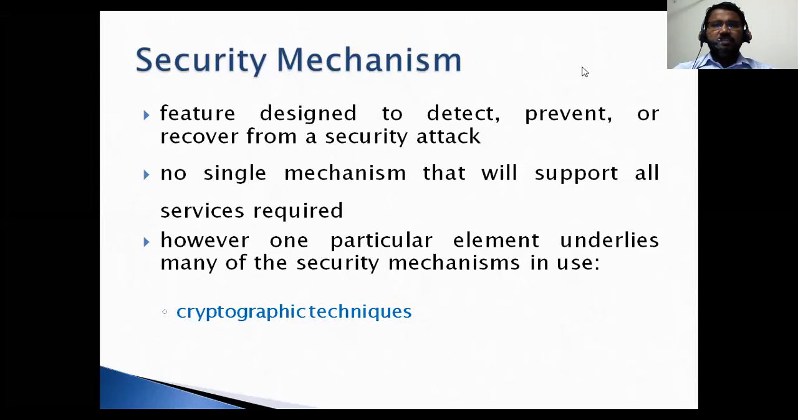Good evening, students. So today we are going to discuss the security mechanisms, which is a continuation of the previous class where we have discussed the security services. To provide a security service, we are going to combine different security mechanisms. Only while combining different security mechanisms will it be a security service which provides security to an organization.